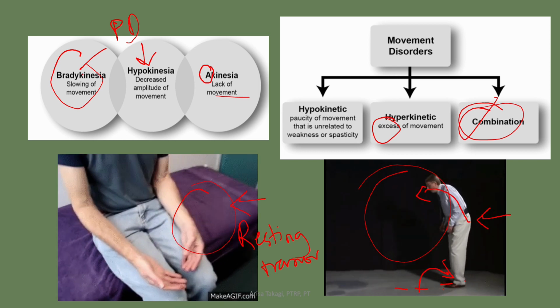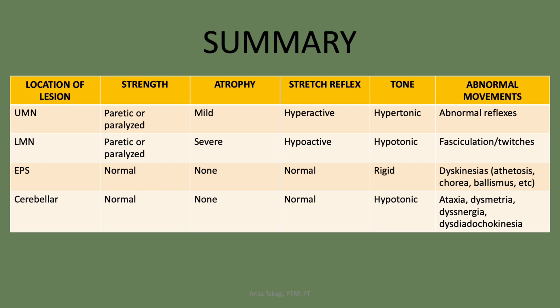Okay, in summary, these are your manifestations when it comes to upper motor neuron lesion, lower motor neuron lesion, extrapyramidal system lesion, and your cerebellar lesion. So, pag upper motor neuron lesion, palatandaan natin dyan, up, so lahat pataas, no? So, sa strength, hindi malakas yung strength nila, no? So, paralyzed muna. So, paralyzed or paretic.